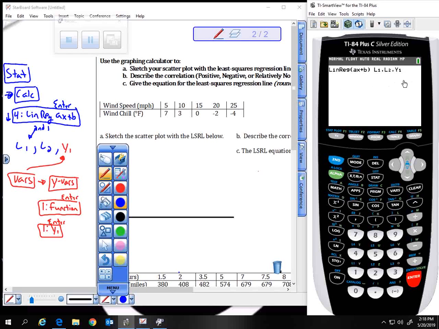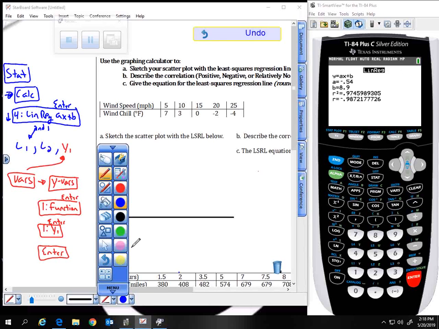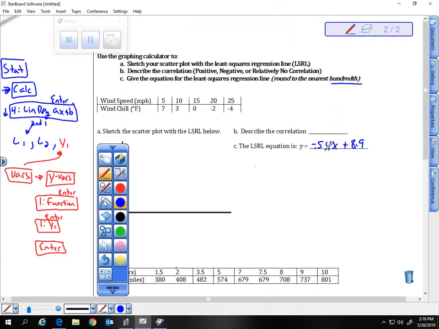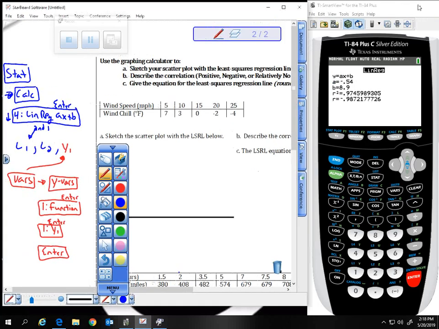And in order to perform it, you actually have to hit enter one more time, and you will see that we have our A value, our slope, our B value 8.9, and then these others we'll talk a little bit more about tomorrow. So in reality, we have our equation where the slope is negative 0.54x plus the b value of 8.9. So first two, A and B.